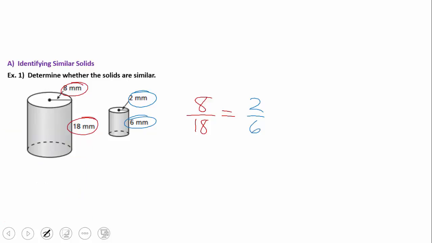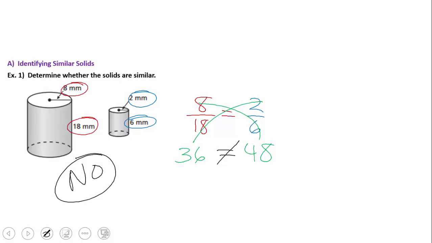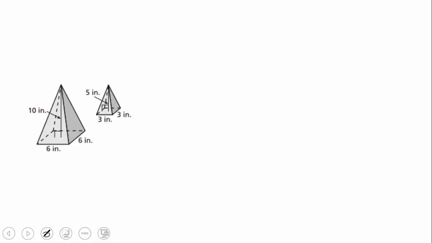Now I have two ratios. If this is a proportion, then the cross products are equal. That's what we learned. So 2 times 18 is 36 and 8 times 6 is 48. Are these two solids similar? Nope. No, they are not, because their corresponding dimensions are not proportional. Let's try another one.